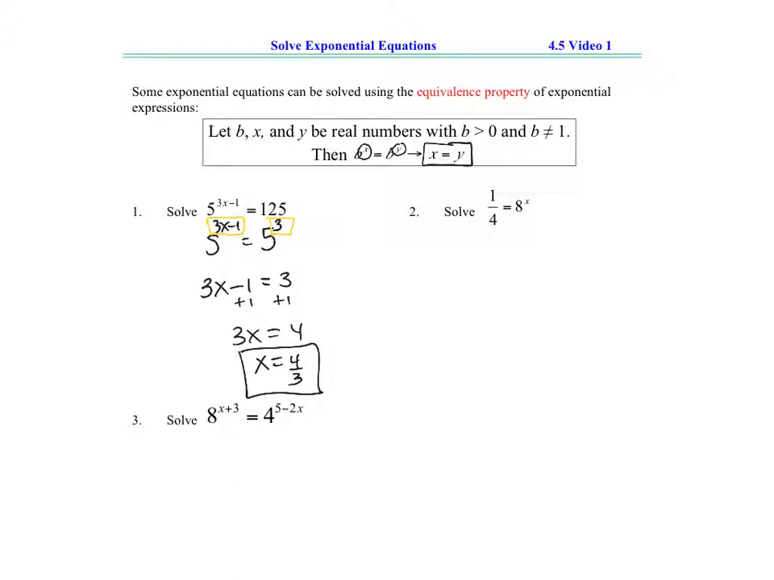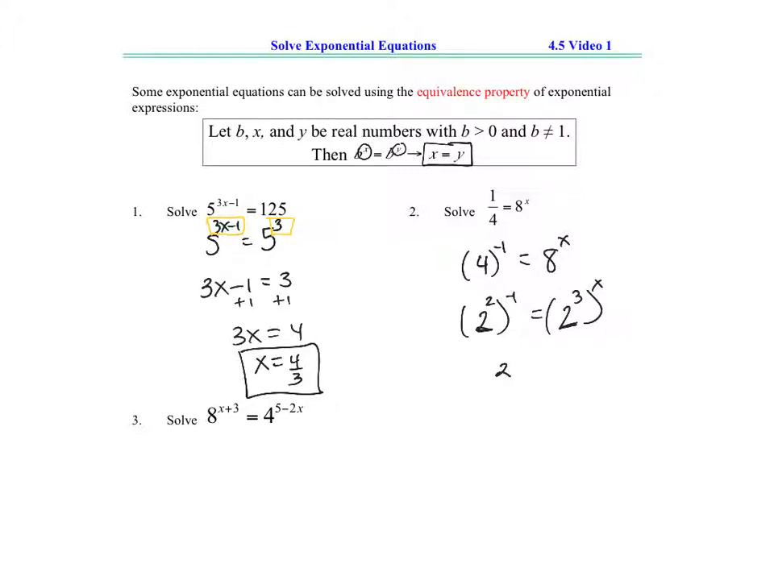Here I have 1/4. So that's the same thing as 4 to the negative 1 is equal to 8 to the x. And there's no way we could rewrite 8 in terms of 4. But if we rewrite both of them in terms of 2, 4 is 2 squared and 8 is 2 cubed. So the big thing is you need to get the same base. So you've got to figure out how to rewrite these with the same base.